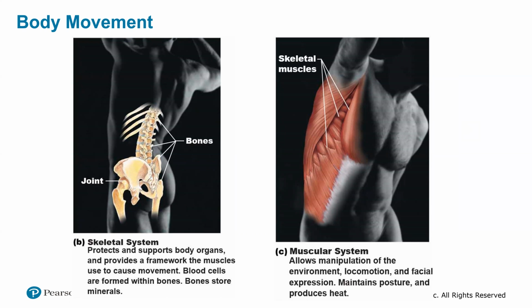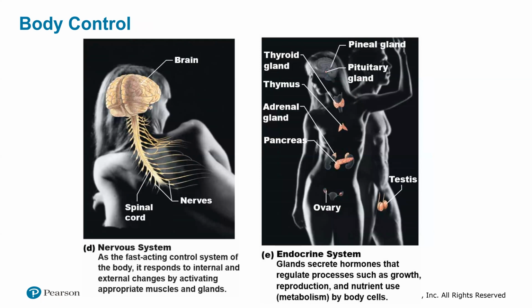Muscular system, that's the system of movement. It allows you to move within space and manipulate your environment. It also provides you with facial expression. The muscular system maintains posture and produces heat, and the major organs are skeletal muscles. Nervous system, major organs: brain, spinal cord, nerves. The nervous system is the fast-acting control system of the body. It responds to internal and external changes by activating appropriate muscles and glands.